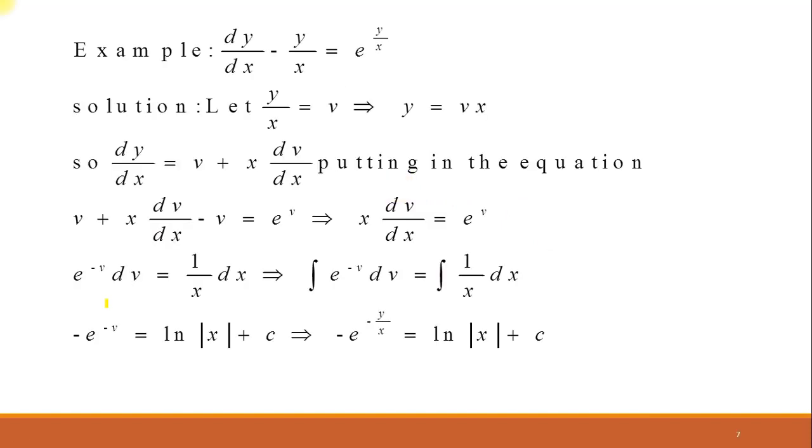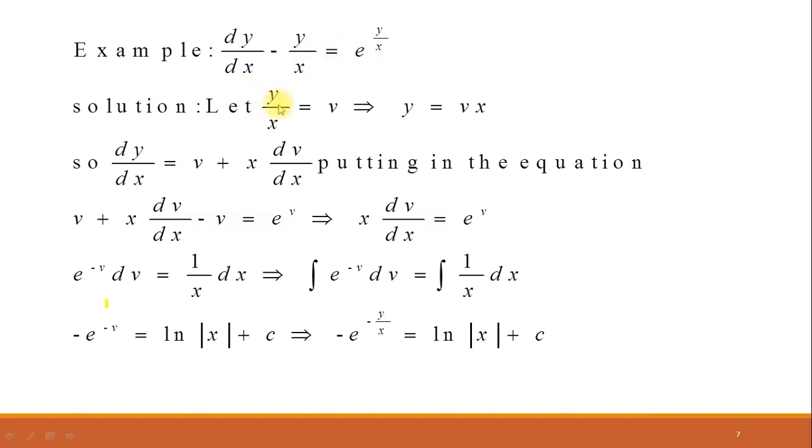Now after this procedure, here is an example. For example, this is the first order differential equation: dy by dx minus y by x is equal to e power y by x. This differential equation is already in y by x form. Since y by x is in the argument of the exponential function, it is clear that we cannot solve this homogeneous differential equation by separation of variables. So how to solve this differential equation?